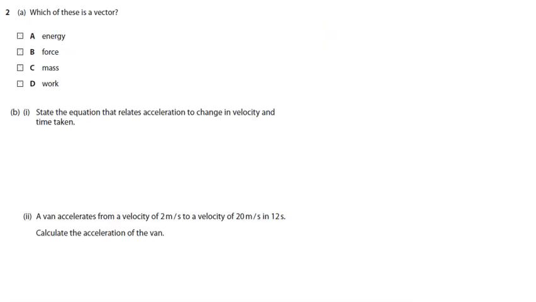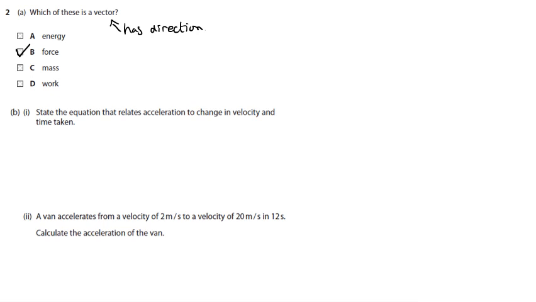2A, which of these is a vector? What does that mean, a vector? A vector has a direction. So which of these has a direction? Energy, does it make sense to say that you've got 20 joules of energy up or to the right? No, it doesn't. The one that it does make sense for is a force. So if I apply a force to an object, I can apply it from different directions, and that causes the object to move in different ways. So force is the vector.